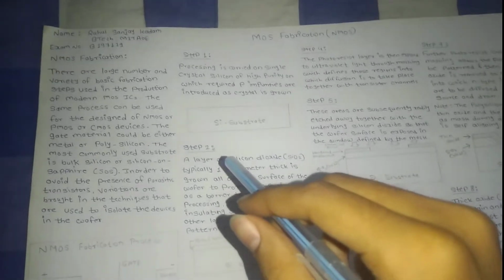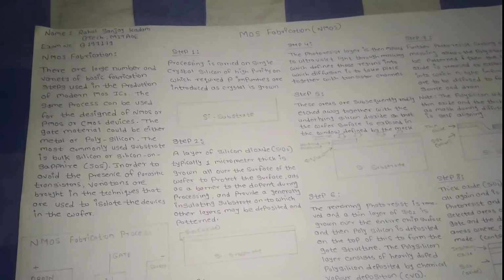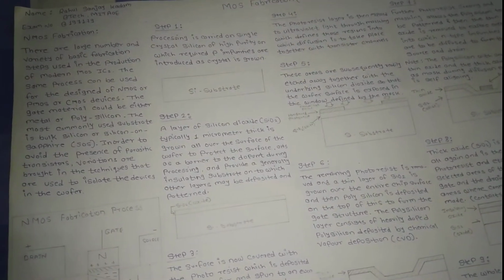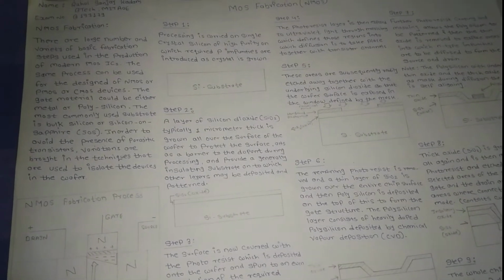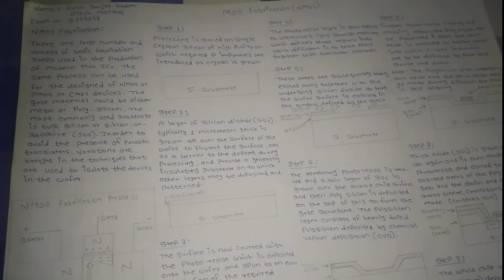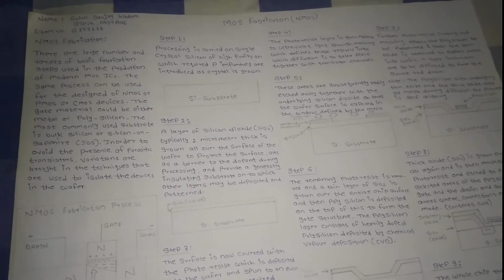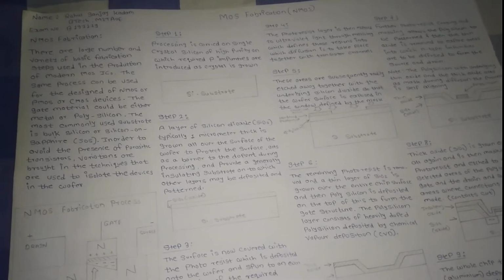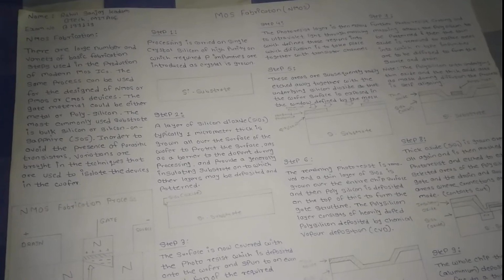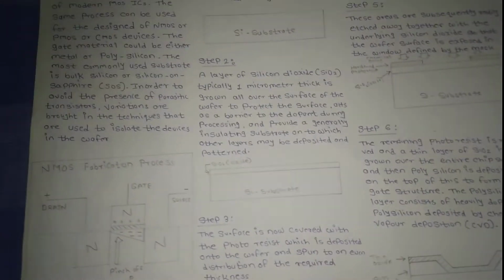So NMOS fabrication: there are a large number and variety of basic fabrication steps used in the production of modern MOS ICs. The same process can be used for the design of NMOS or PMOS or CMOS devices. The gate material could be either metal or polysilicon. The most commonly used substrate is bulk silicon or silicon on sapphire. In order to avoid the presence of parasitic transistors, variations are brought in the techniques that are used to isolate the devices in the wafer.